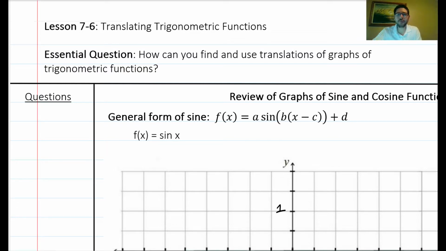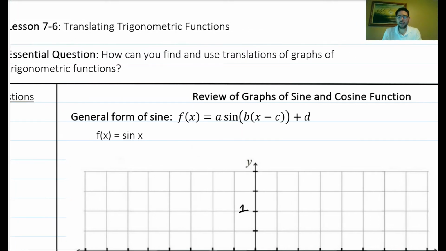cosine? So we're going to quickly review the graph of the sine and cosine, which was 7.4. Remember that the general form of sine or cosine, just replace sine with cos in this formula, is you have an a term, then you have a b on the inside, x minus c, and then plus d. Now we haven't talked about what the c term stood for yet. We're going to actually talk about that today.